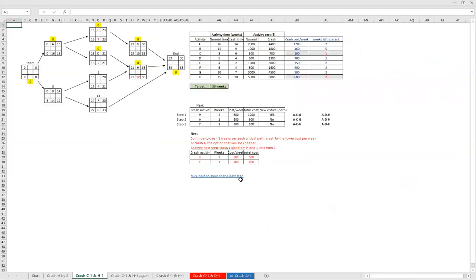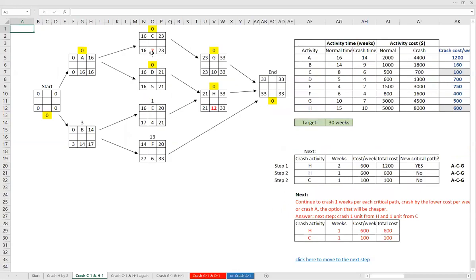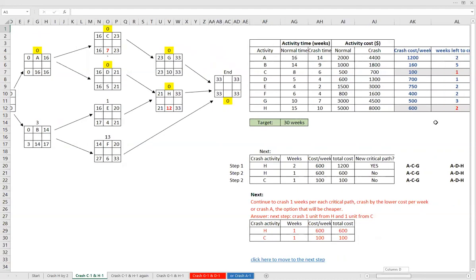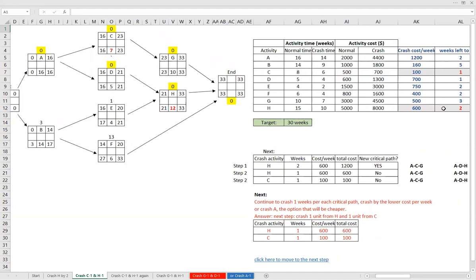So here it is, here's the network, and you can see we crashed 1 week from C and another week from H. And if you look at the table now, H reduced the possible weeks to crash to 2 and C reduced to 1. And we can see no change on the 2 critical paths, so we need to continue to the next step and still crash more. We're at 33, we need to reach 30.